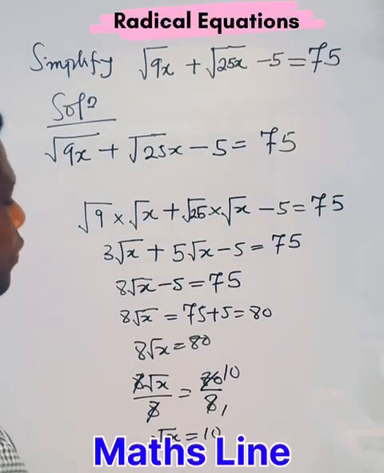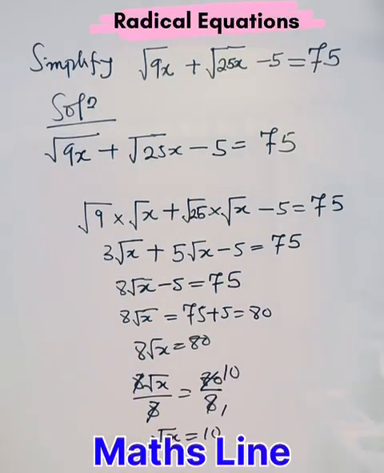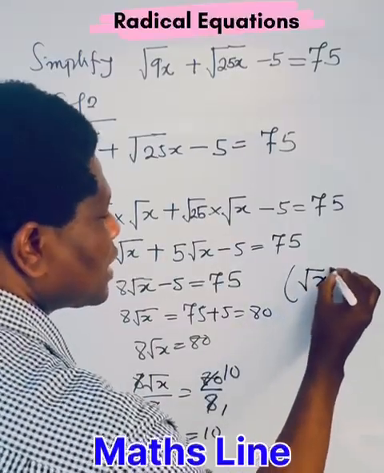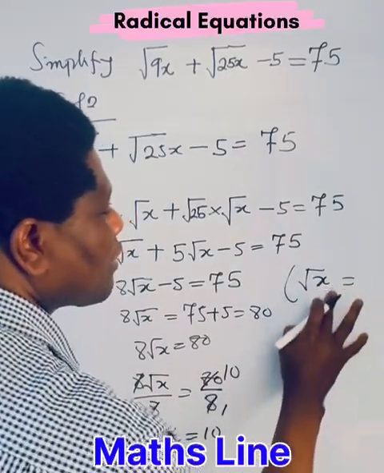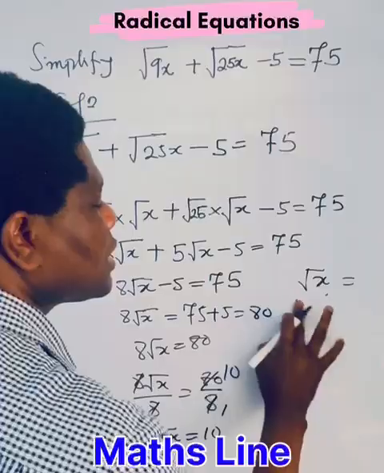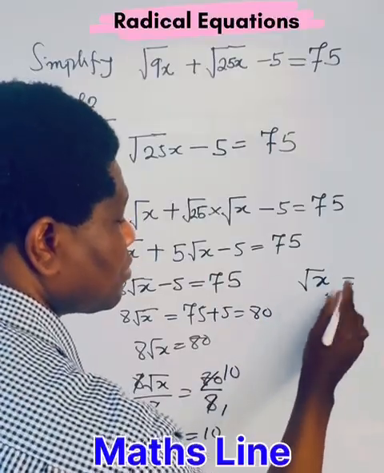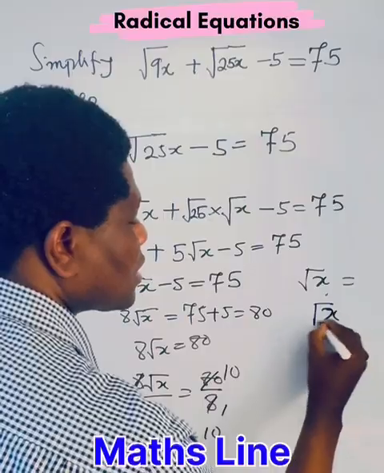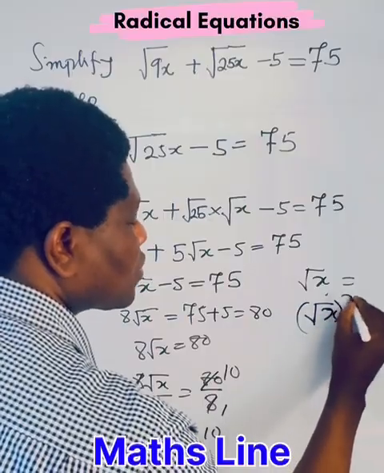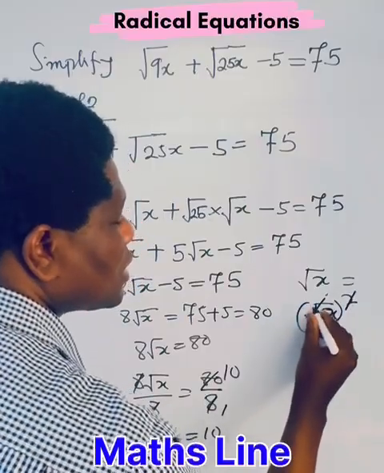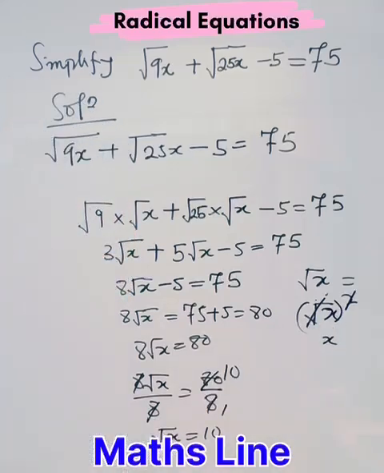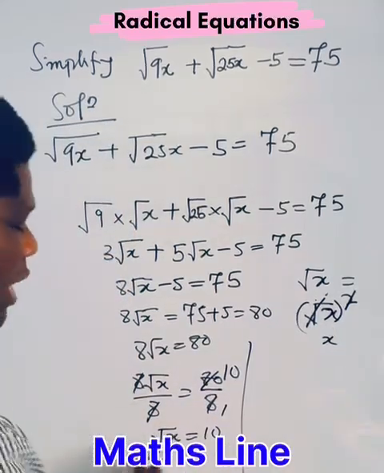How do you remove this root here? To remove the root here, there's a law that says that if we want to remove this root x, we have to square both sides. So this can also be expressed as root x squared here. So we can cancel this, and this will automatically give us x. So this is how we remove the root here. That means that we have to square both sides.